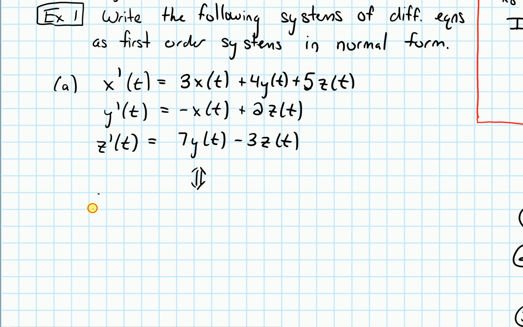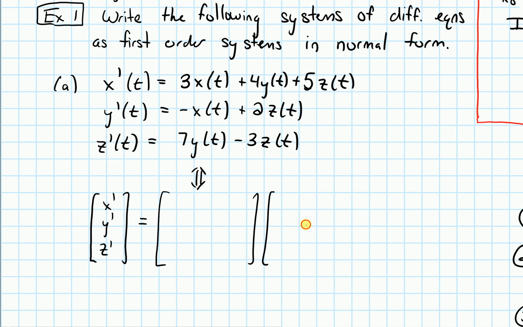So the left-hand side will become a vector, and just to write it a little bit shorter, I'll call it x prime instead of x prime of t. And then I have y prime and then z prime. And this is going to be equal to, let's rewrite the right-hand side as a matrix times a vector. So the matrix, notice that on the first row, the coefficients are 3 for x, 4 for y, 5 for z. So I'm going to see those same numbers as the first row here, 3, 4, and 5.